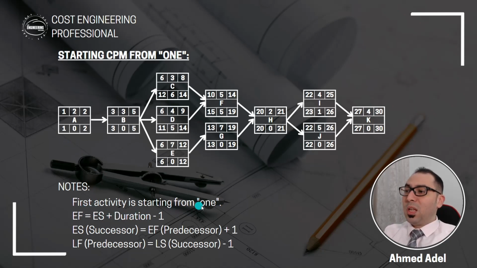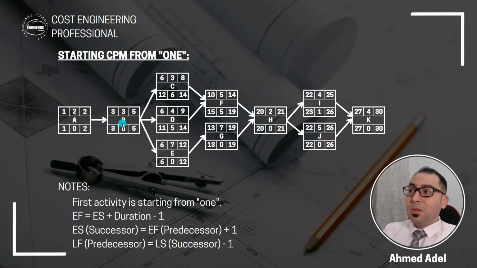So first activity is starting obviously from 1, not from 0. I'm starting here from 1. And actually, if you want to think logically about that, here I am saying that activity A is starting in day number 1 of the project. So the duration of activity A is 2 days. So activity A will be working on the first day and the second day. So when is the end? The second day. By the end of the second day, activity A is completed.